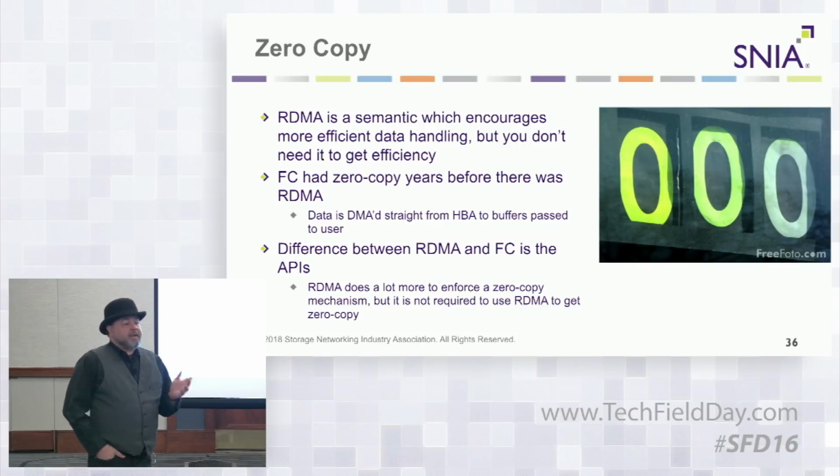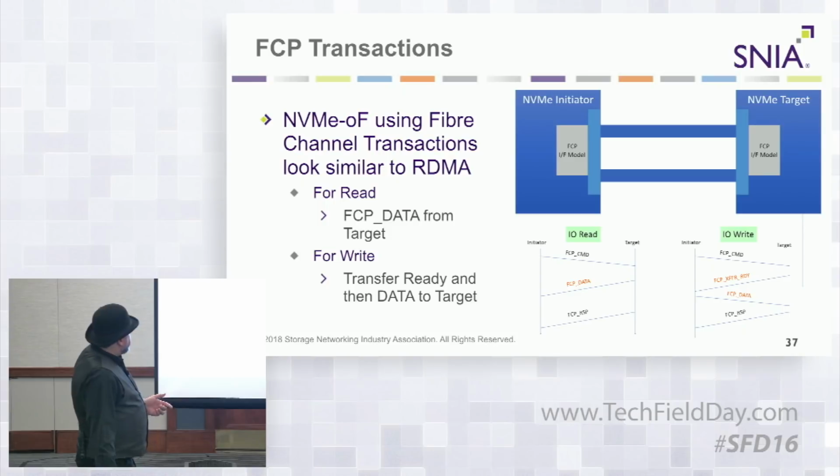Effectively what we're doing is we're DMAing the data and the commands directly into buffers that exist on either side of the HBA system, at which point in time it's then communicated into the host memory buffer queue on either side. And to the point, if you're really curious as to what it looks like, this is what NVMe over Fabric using Fibre channel looks like.